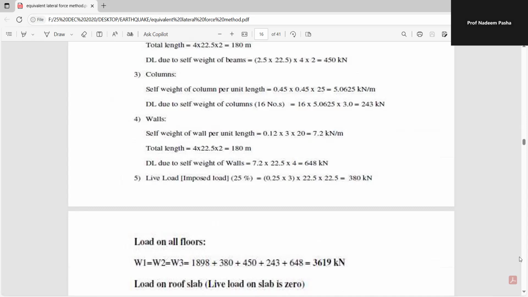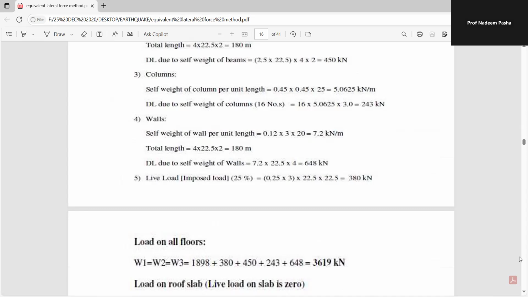Then walls. Self weight of wall per unit length is 0.12 into 3 into 20. So it comes out to be 7.2 kilonewton per meter. Now the total length will be equal to 4 into 22.5 into 2, so it comes out to be 180 meter. Now the dead load due to self weight of the walls is how much? 7.2, this is what we have calculated, self weight into 22.5 into 4. So it comes out to be 648 kilonewton.